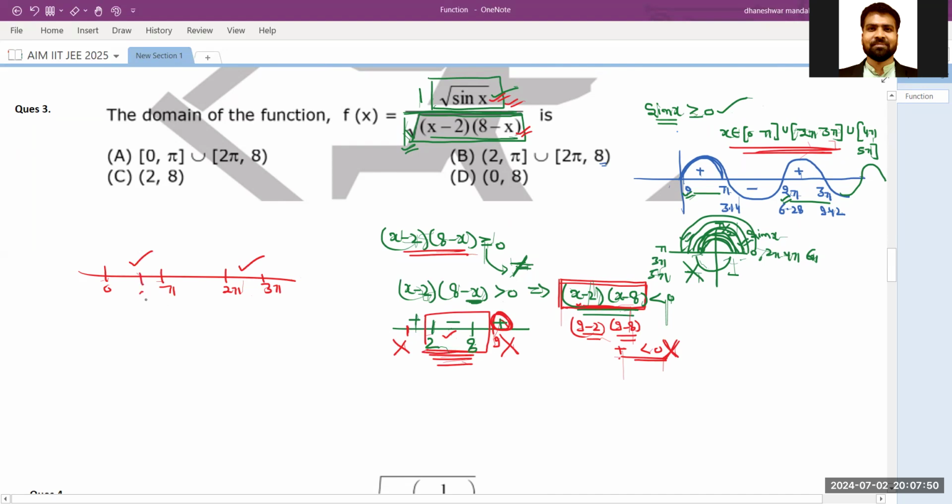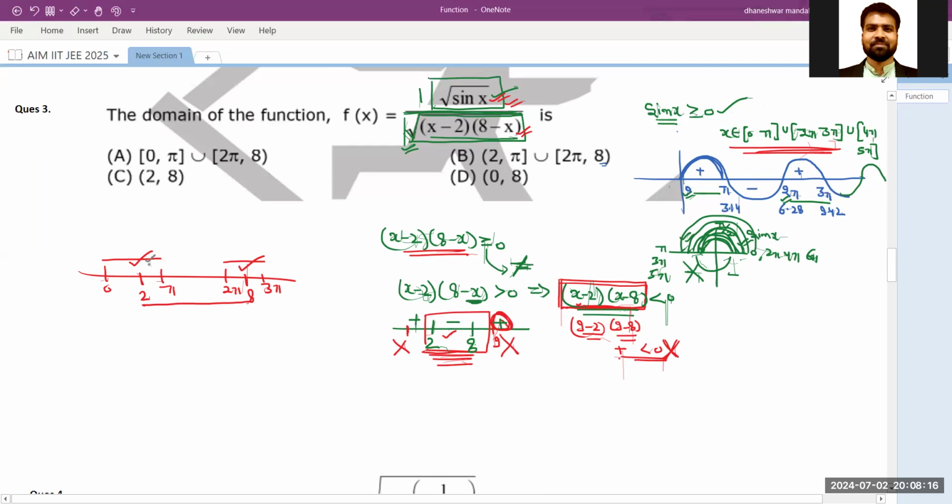So here 2 is there and 8 lies in between them. Okay. Now what is the solution? One solution is from 2 to 8. The other solution is from 0 to pi and 2 pi to 3 pi. Okay. Now take the common region. What is the common region? Tell me what is the common region from here?